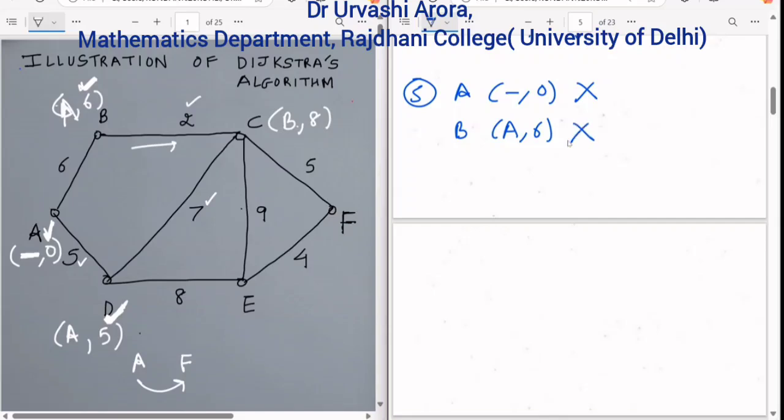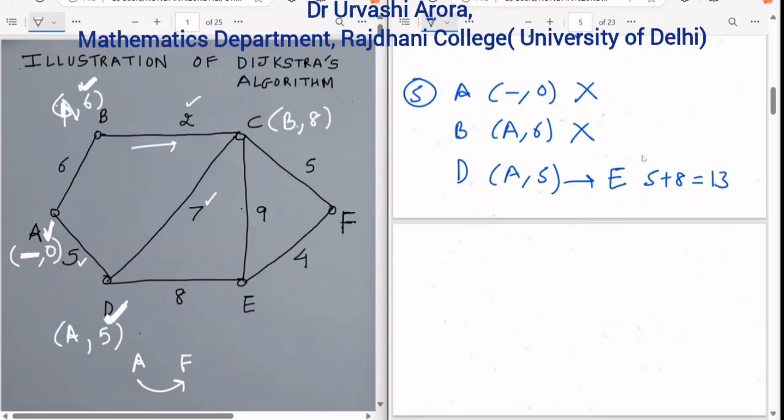Then coming to D, D has received a label which is A, 5, and now finding out all those adjacent vertices of D which have not received a label. Now D has one neighbor which is A, but A has received a label. D has another adjacent vertex which is C, but C also has received a label. And D has the third adjacent vertex which is E, and E is still unlabeled. It has not received a label. And if you travel from D to E, if you take this edge, then the distance traveled till E will be the distance traveled so far, which means 5 plus 8, which will be 13. So this is what we have.